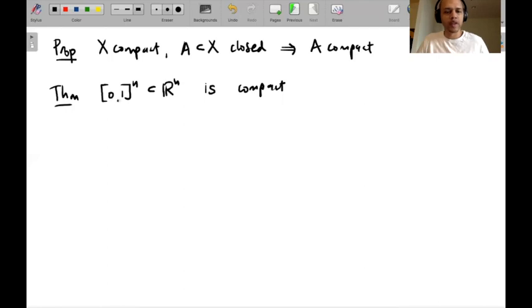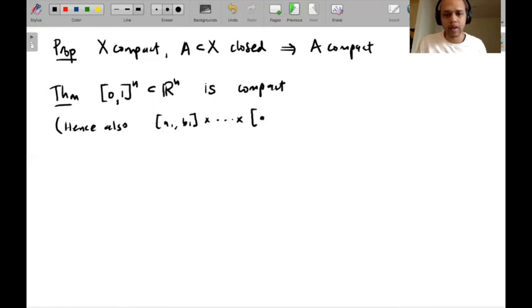So I've stated this for the unit cube, but any closed rectangle is topologically equivalent to this. So hence also a closed rectangle, which we could write like this, is compact.